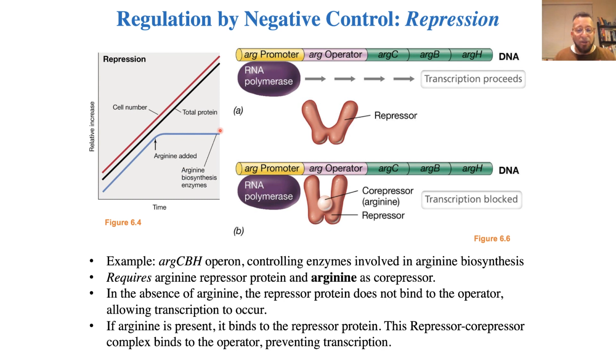So for repression to work, we need to have a repressor protein that is going to bind to an operator, and binding of that repressor protein to the operator depends on the presence of the co-repressor, in this case, arginine. You're going to see that this repression mechanism is used by a lot of operons that are involved in the biosynthesis of amino acids and other substances.